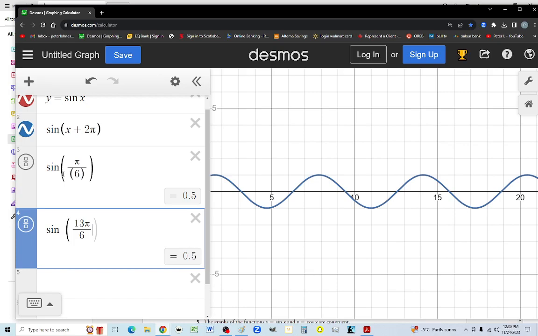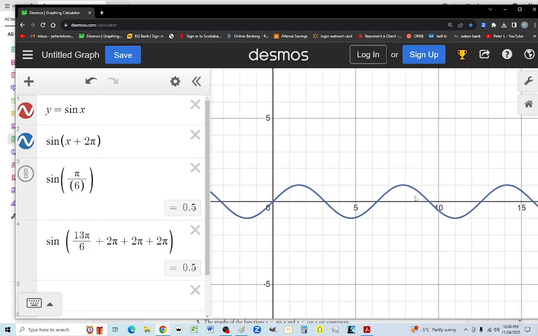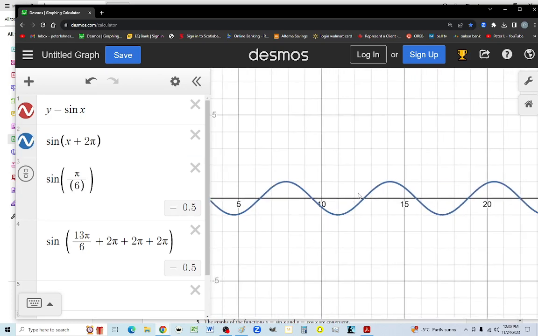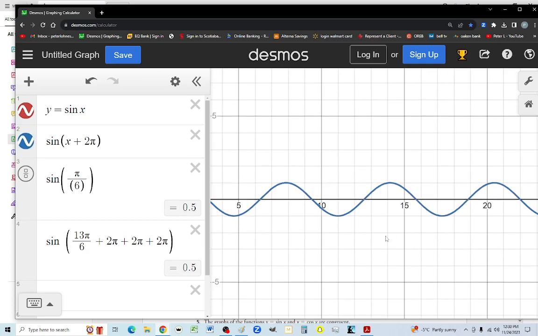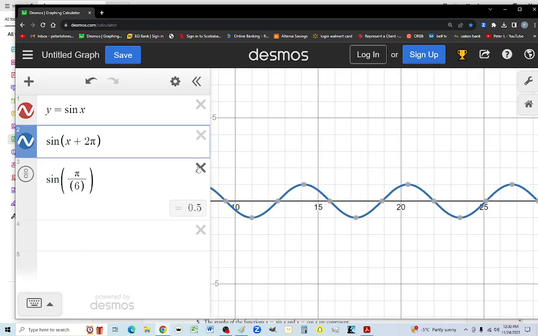Over and over again, if I keep adding 2 pi, I will get the same value, no matter how many 2 pi's I add. This is simply an arithmetic sequence where the difference is 2 pi, and the starting point is whatever starting point you choose. We could use 0, 0. So the next point will be 2 pi, 0, and the next point will be 4 pi, 0, and the next will be 6 pi, 0, simply by adding an arithmetic difference of 2 pi.